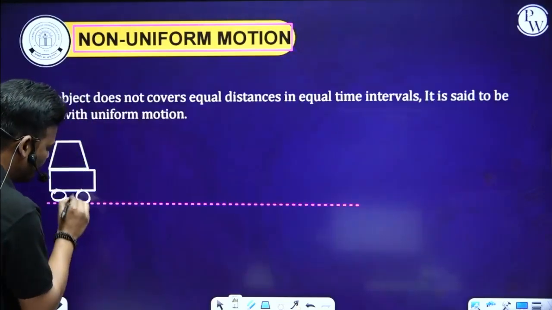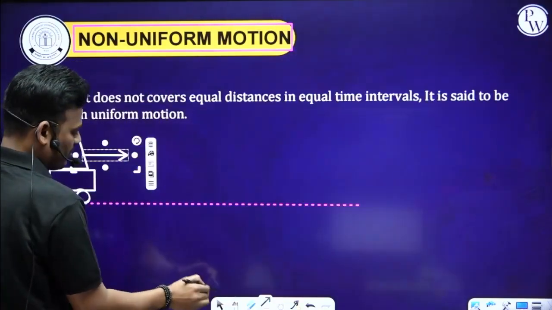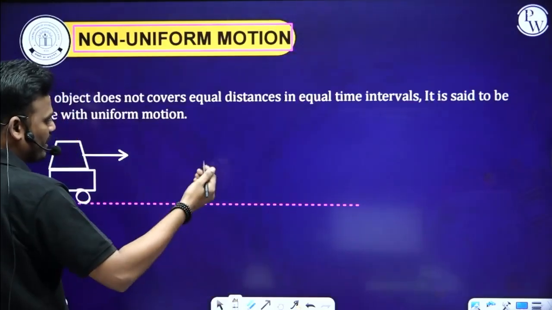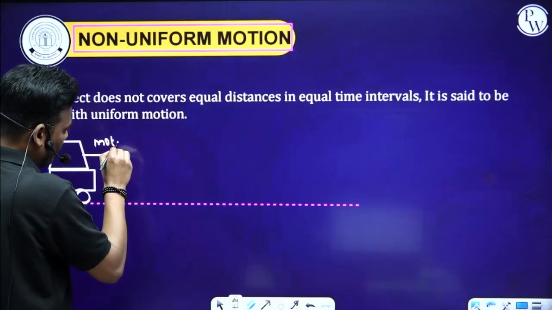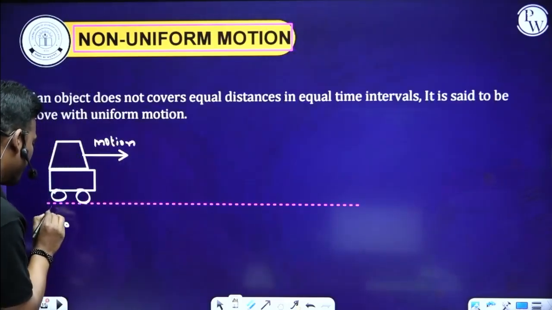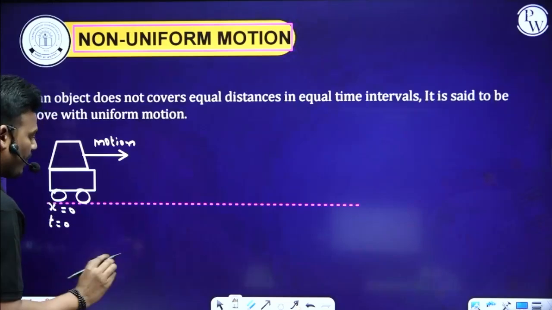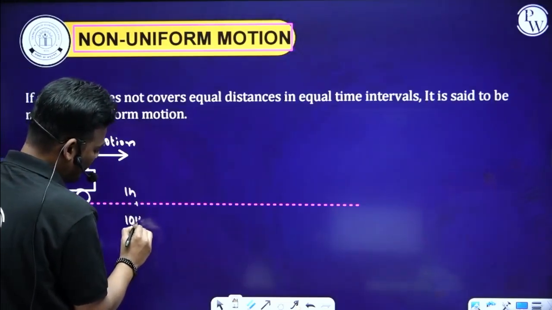And tires, and it is moving. Okay, moving along the positive x axis. It is in motion. Initially at t equals 0, x equals 0. Now after 1 hour, it has covered 10 kilometers.